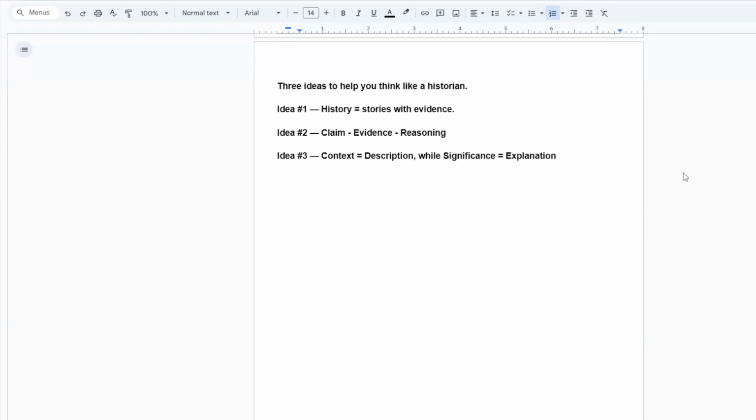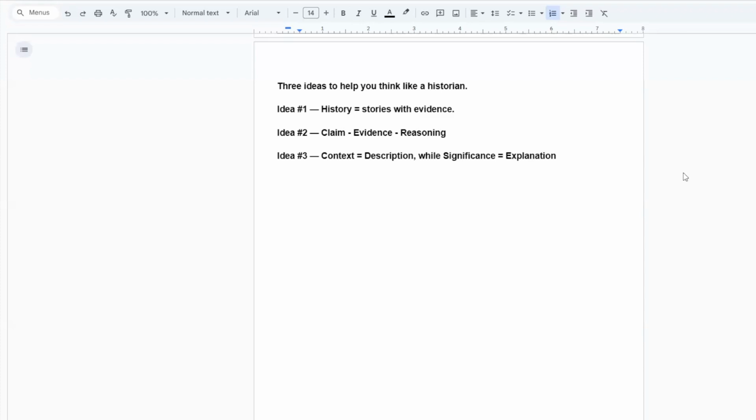Idea number two that we're going to come back to over and over and over again. And if you end up taking an AP English exam or composition, you'll also see this particular structure. And that's why, when we're looking at answering questions and discussing history, we should think in terms of claim, evidence, and reasoning.